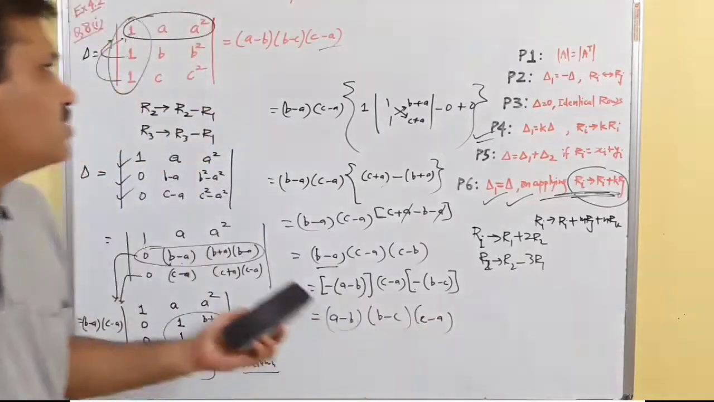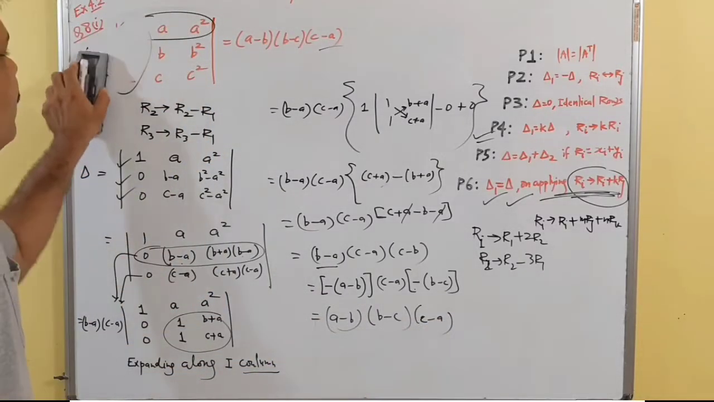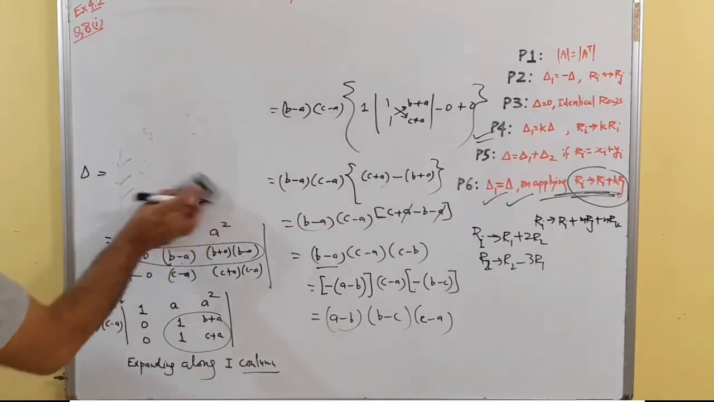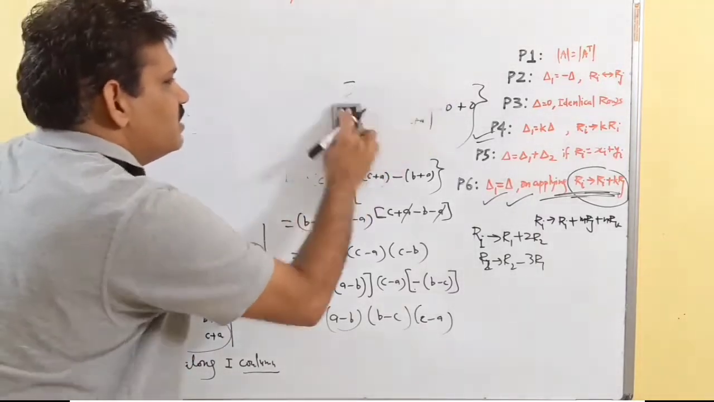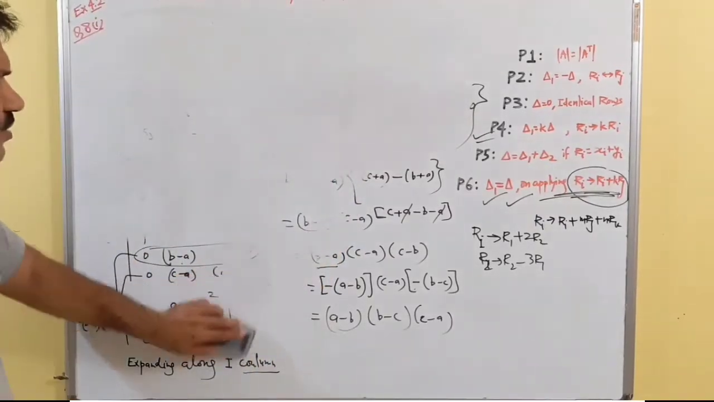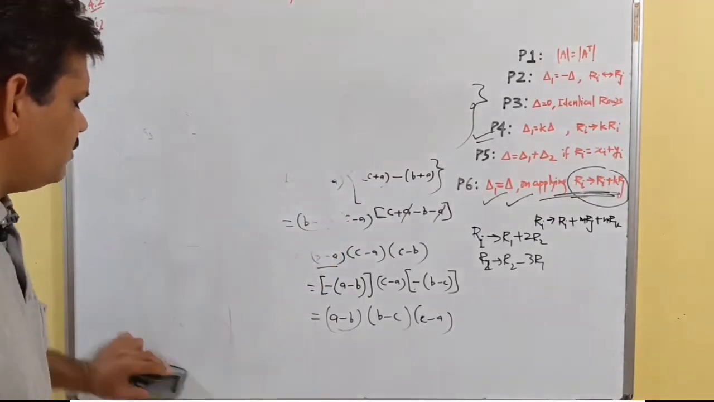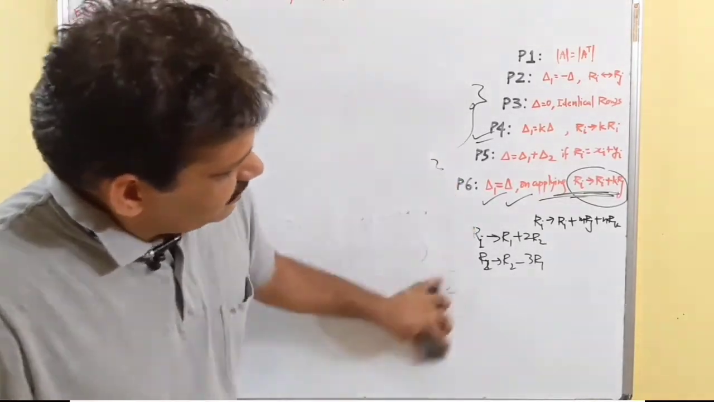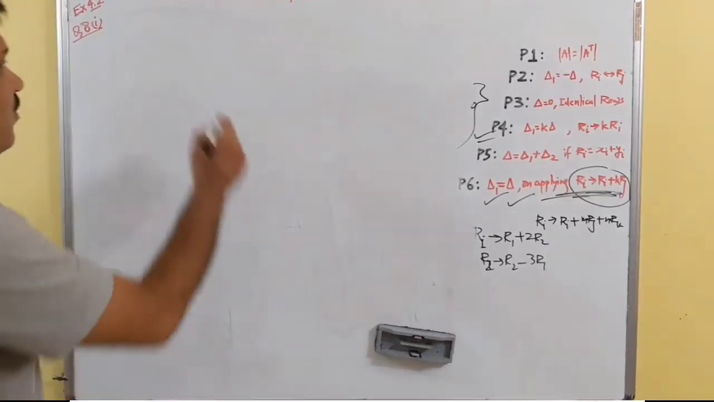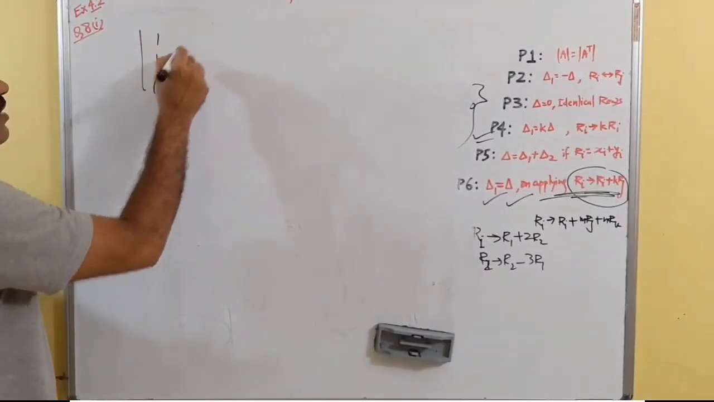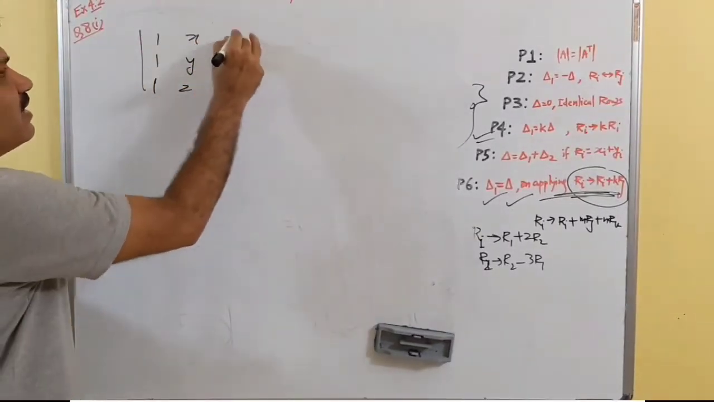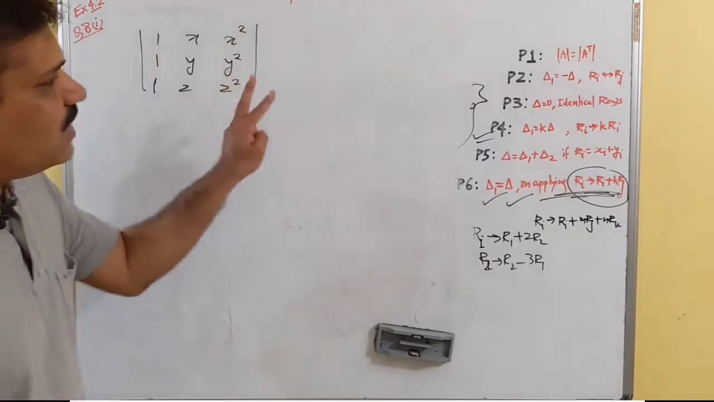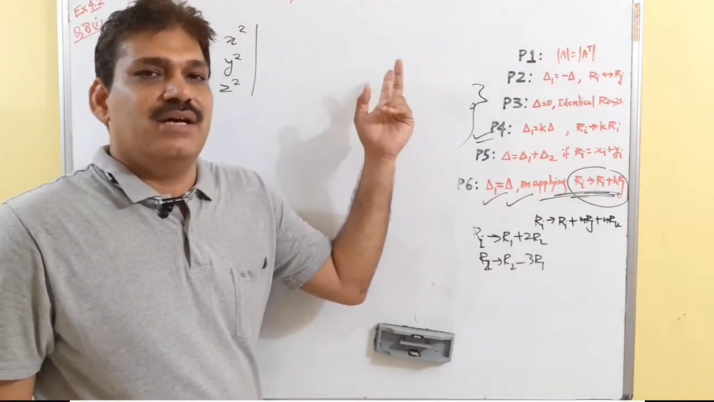Now let's change this question with not 1 1 1, a b c, a square b square c square. We take 1 1 1, x y z, x square y square z square to better understand the question. So now we have changed our question. In one row we have 1 1 1 and then x y z, x square y square z square. What will it give? x minus y into y minus z into z minus x.